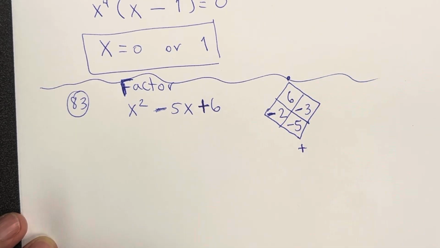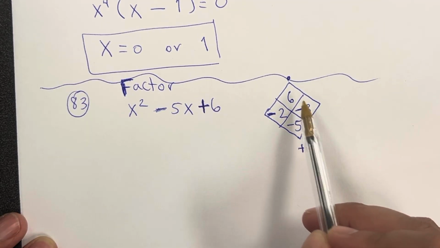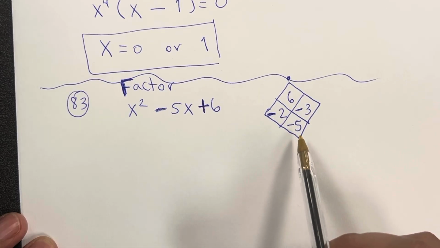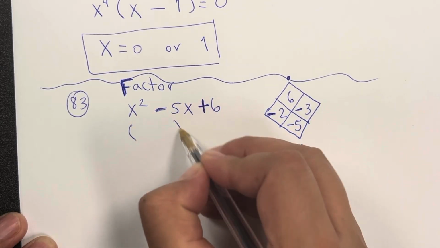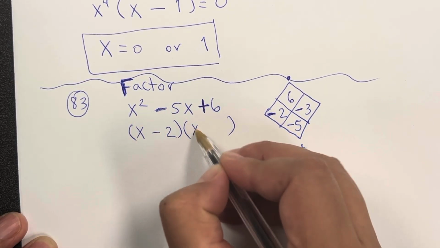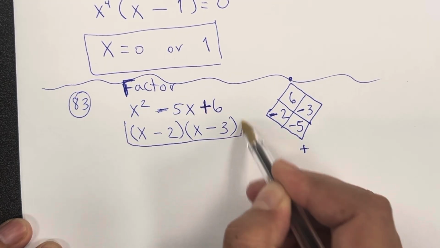So now we can just check. Negative 2 times negative 3, yes, is positive 6. Negative 2 and negative 3, when added, yeah, that's negative 5. So we just open our parentheses and put x minus 2, x minus 3. And that's all we need to do.